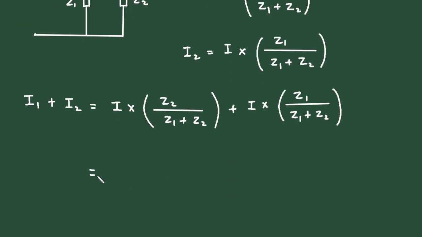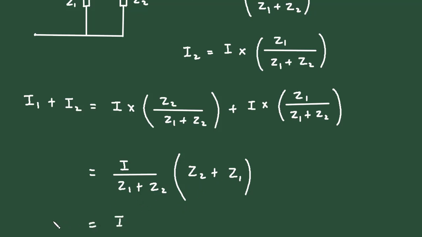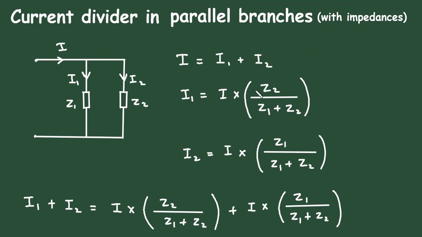So here we can take this I and Z1 plus Z2 common. So I divided by Z1 plus Z2, and what remains then? Z2 and this Z1. So Z2 plus Z1, or we can say Z1 plus Z2, both are the same. So this Z1 plus Z2 and this Z2 plus Z1 will get cancelled. So what remains? Only I. Therefore I1 plus I2 is equal to I. So hence both I1 and I2 currents are correct.